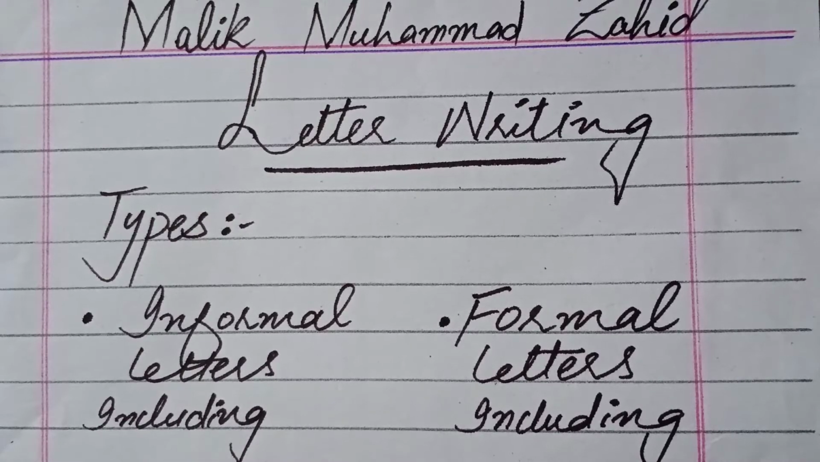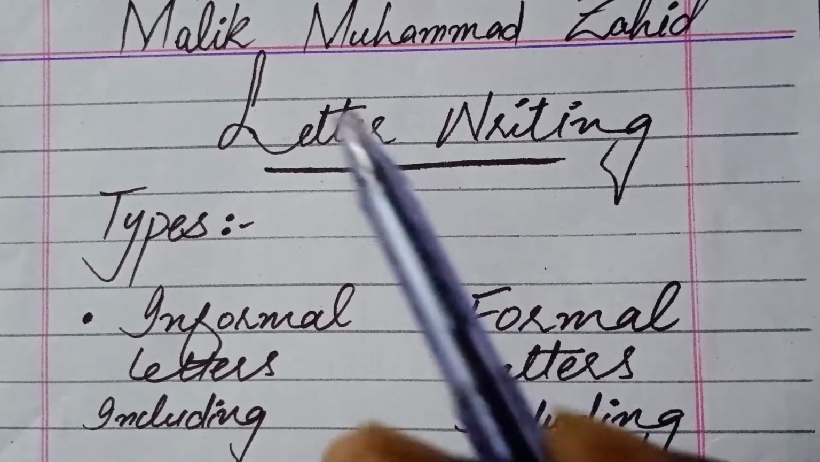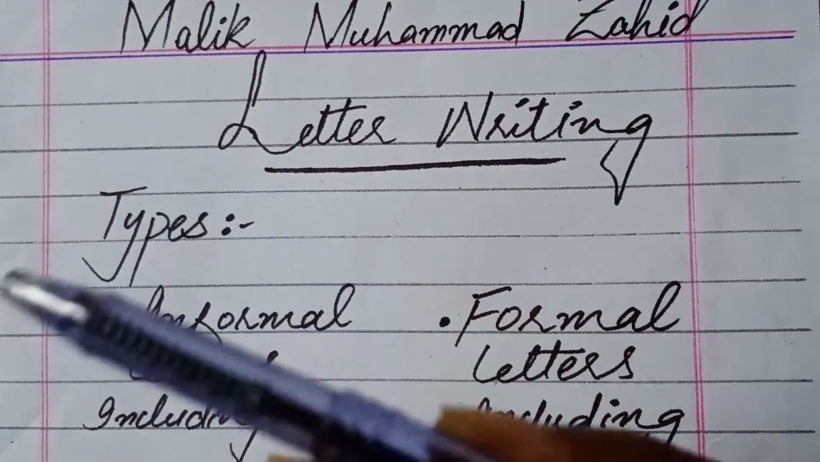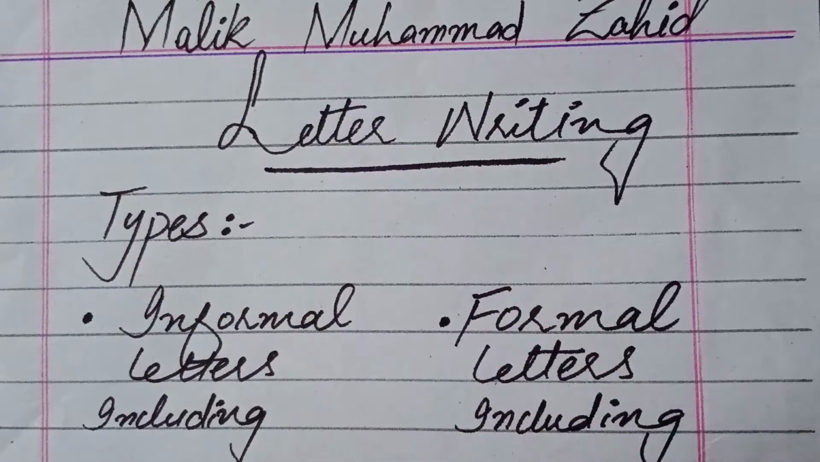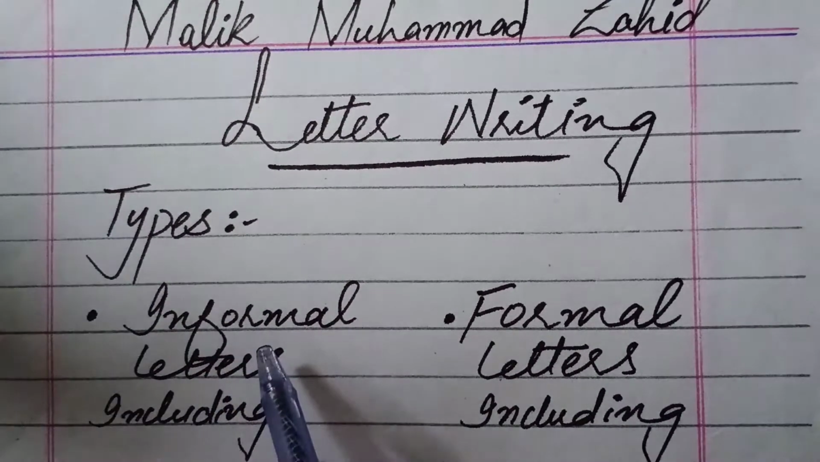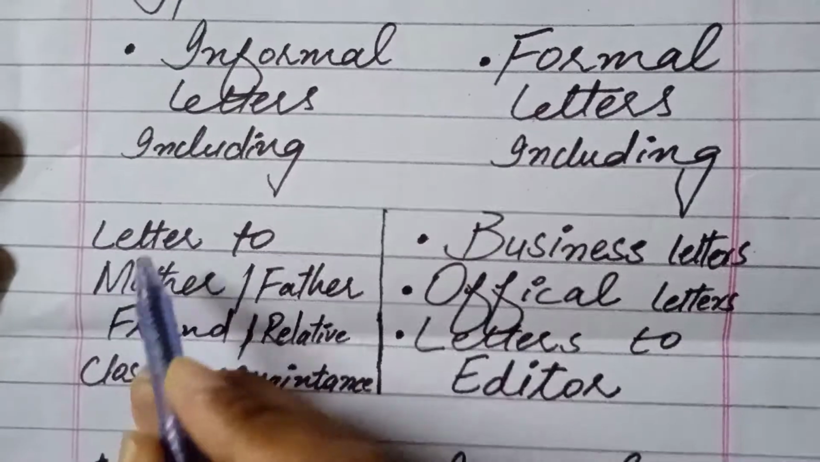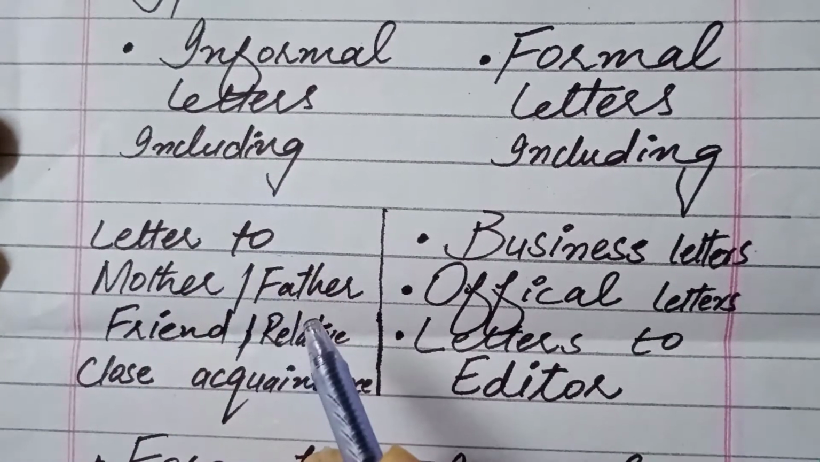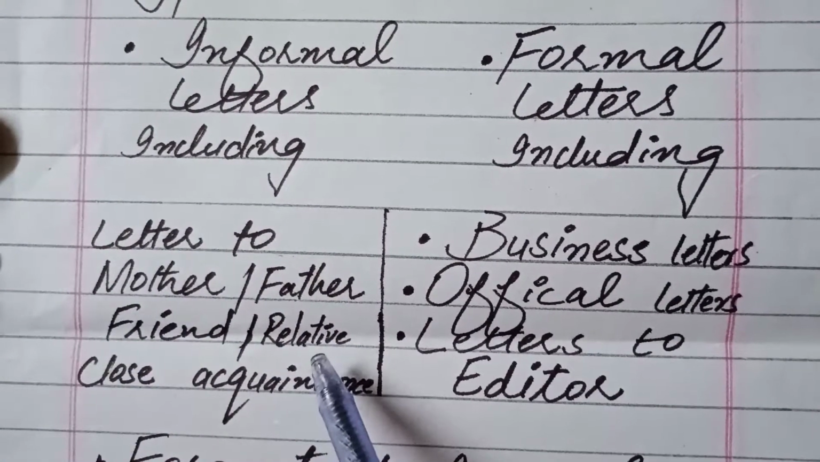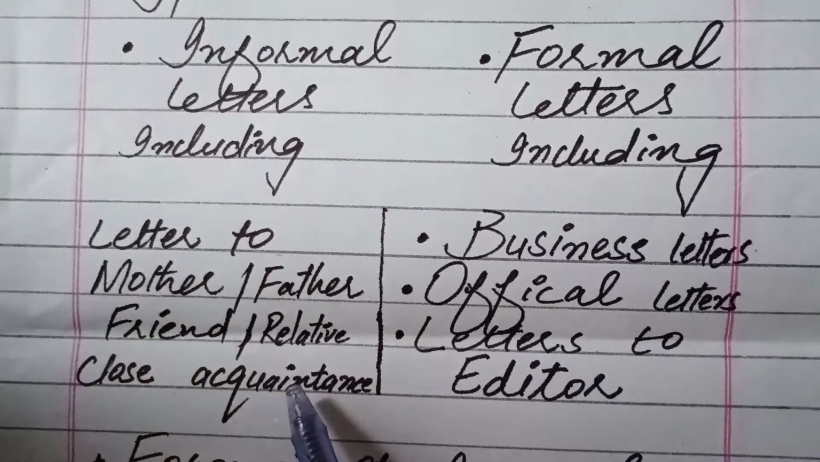In today's video, I'll tell you how to write a letter. Firstly, I tell you the definition of letter. A letter is a form of written communication between two persons or two parties on a particular topic. Students, basically there are two types of letter, informal letter and formal letter. Informal letters include letters to mother, father, friend, relative and close acquaintance.